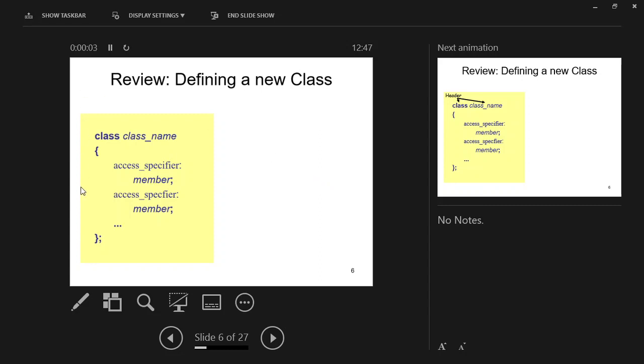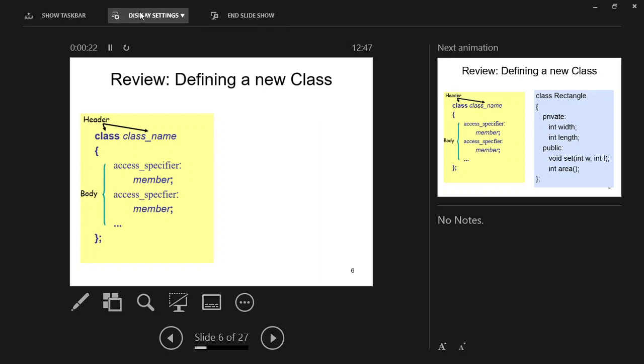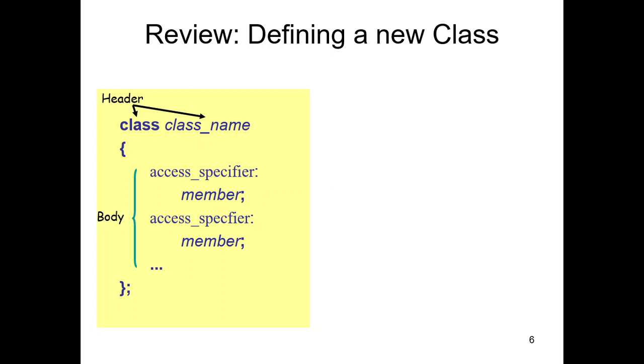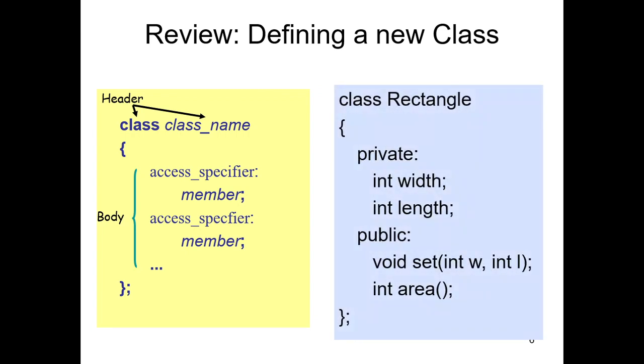Okay. So this is how you declare a class. Basically, these are a couple of slides that talk about defining a new class. This is the header where you specify the name of the class, and then the body of the class basically provides the declaration of all the data members and member functions. So this was an example. Ours was slightly different, but this is an example of declaring a new class.